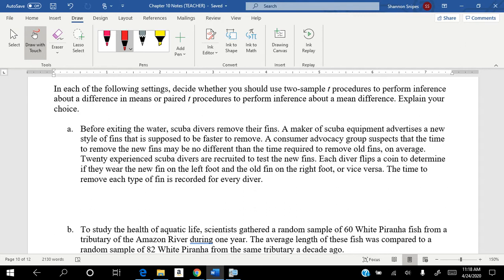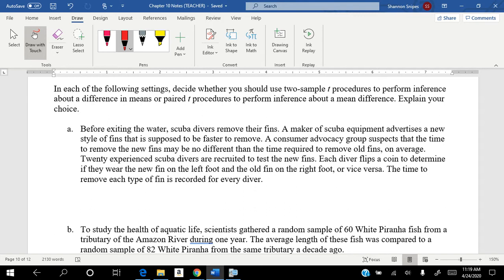So before exiting the water, scuba divers remove their fins. A maker of scuba equipment advertises a new style of fins that is supposed to be faster to remove. A consumer advocacy group suspects that the time to remove the new fins may be no different than the time required to remove the old fins on average. 20 experienced scuba divers were recruited to test the new fins.